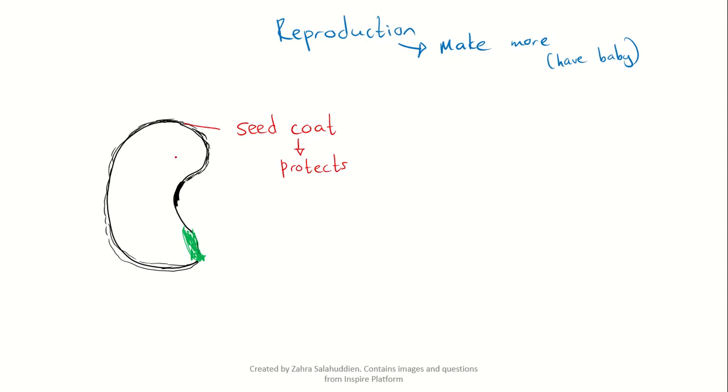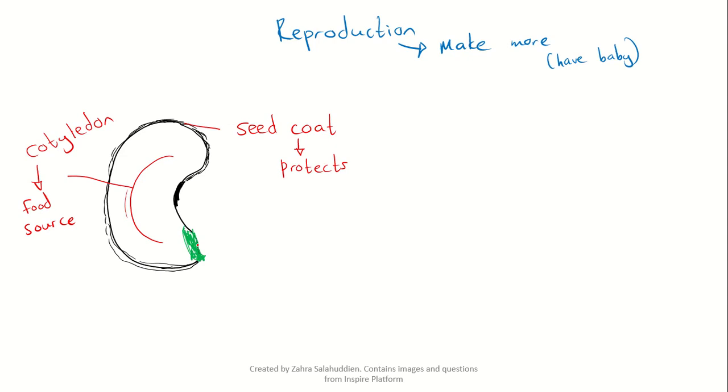Then we have the whole middle section of the seed. So that big section in the middle looks like a big seed. Everything on the inside of the seed, we call it the cotyledon. And the cotyledon gives food, so we call it the food source because it gives food to the growing embryo.